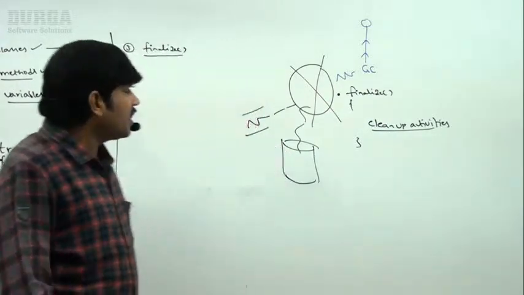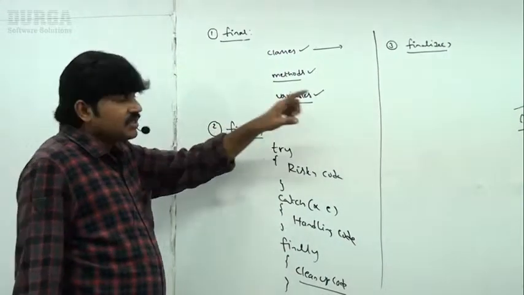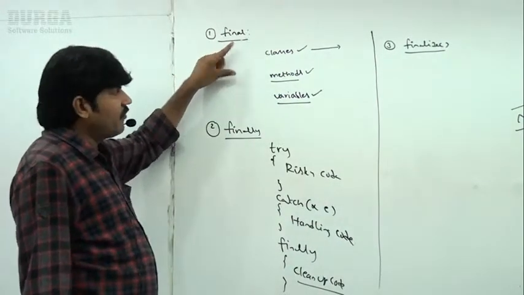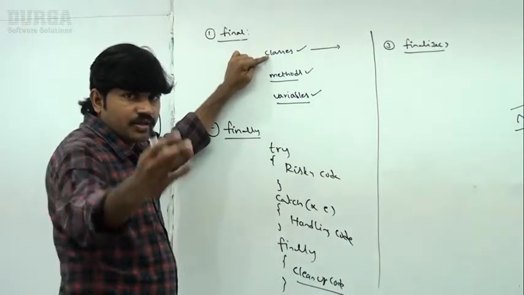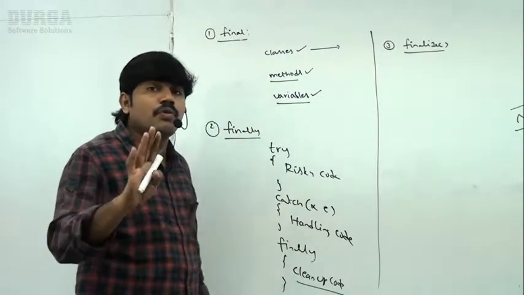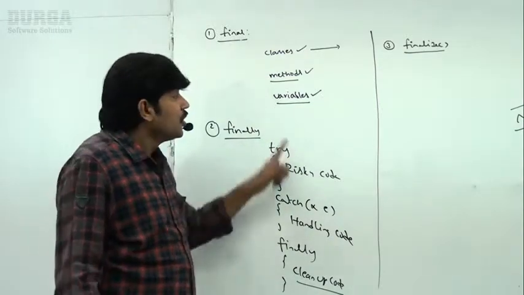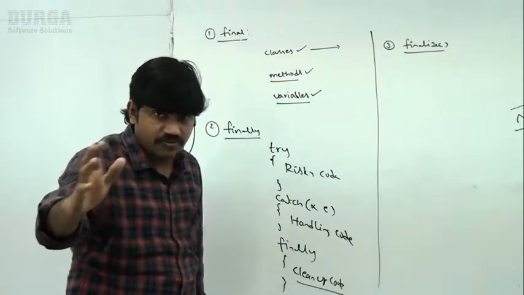Okay. Well, sir, can you please tell what is the difference between final, finally, finalize? Final is a modifier applicable for classes, methods, variables. If a class is declared as final, you can't create a child class. If a method is declared as final, you can't override that method in the child class. If a variable is declared as final, it will become constant. We can't change its value.